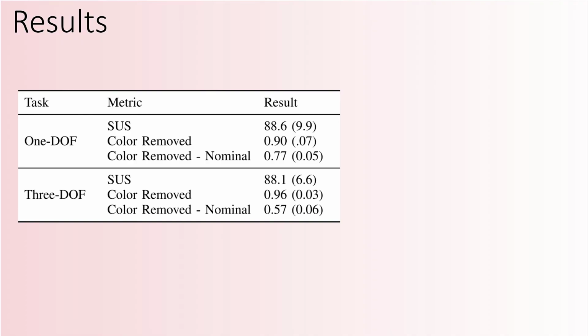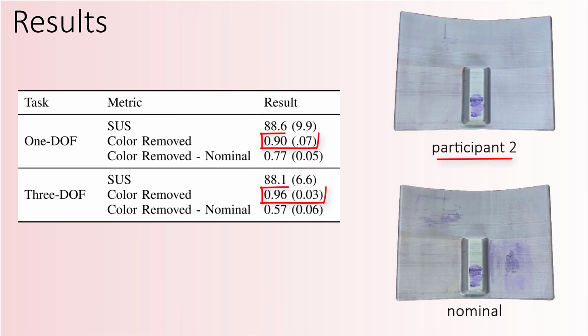We show that both input mappings had a system usability scale score in the top quartile of interfaces. We also show that in all cases, the inputs allowed users to effectively remove paint and marker from the surface. The nominal behavior alone was unable to remove all the paint and marker.